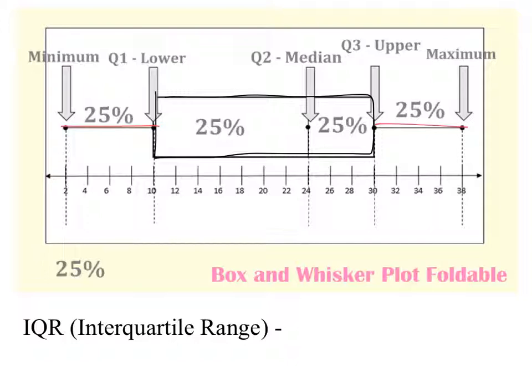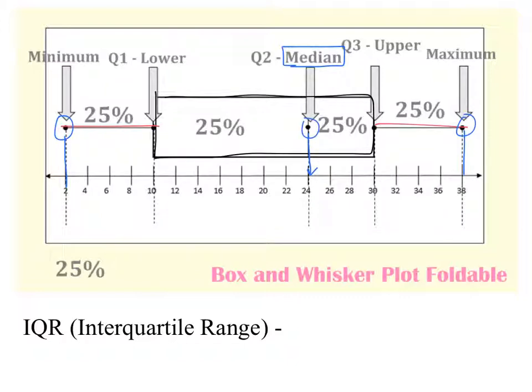So your minimum value is your lowest value in your data, so that is 2 right here, because it goes down here. Your maximum value is the highest number in your data, so that's 38. Now, we know for certain 3 points for sure. We know the minimum, the maximum, and the median. So remember, the median is the middle of your data. So this data right here is 24.